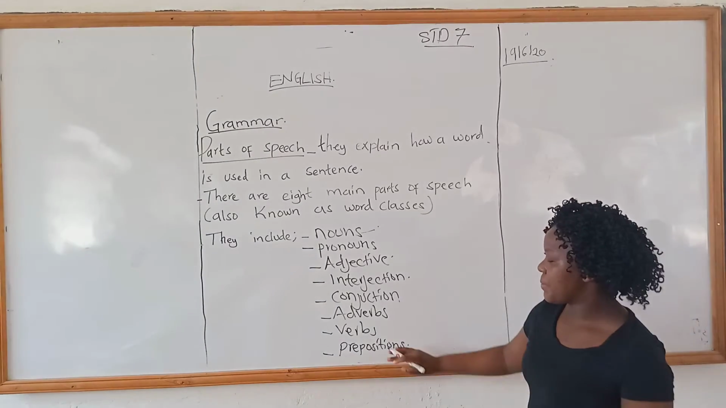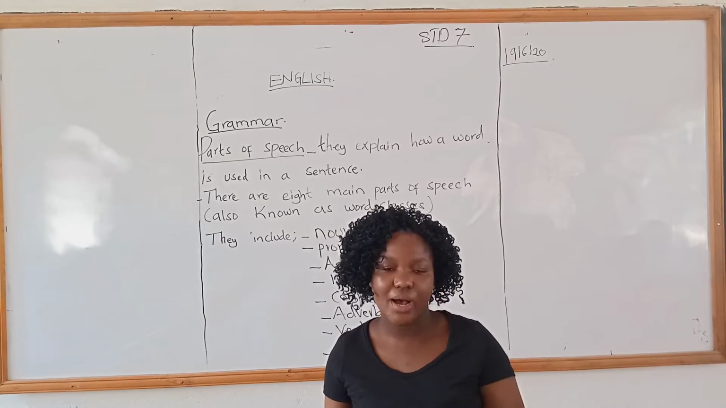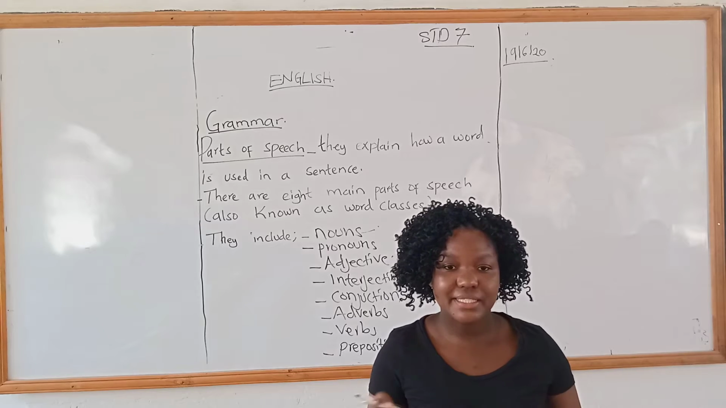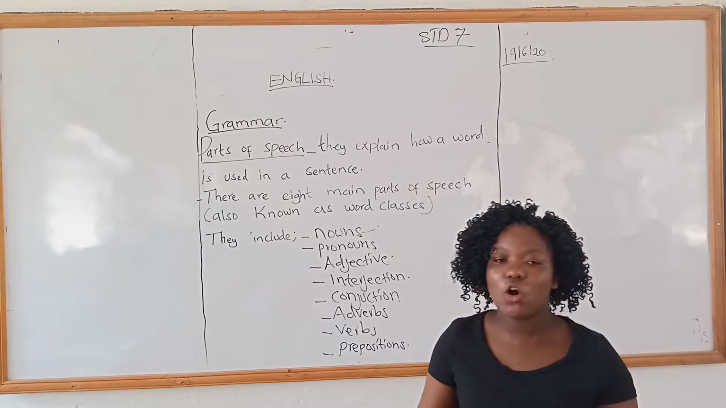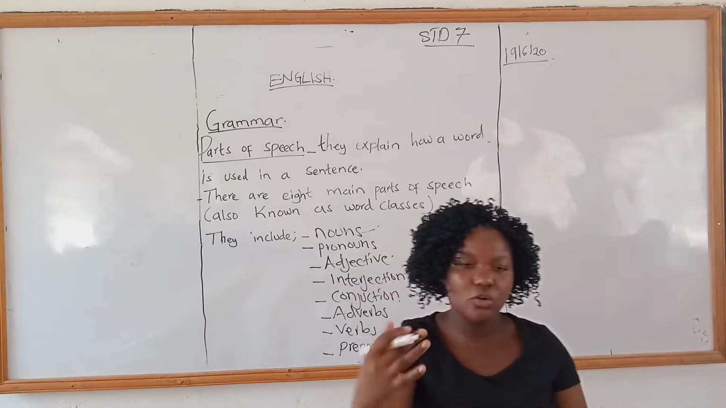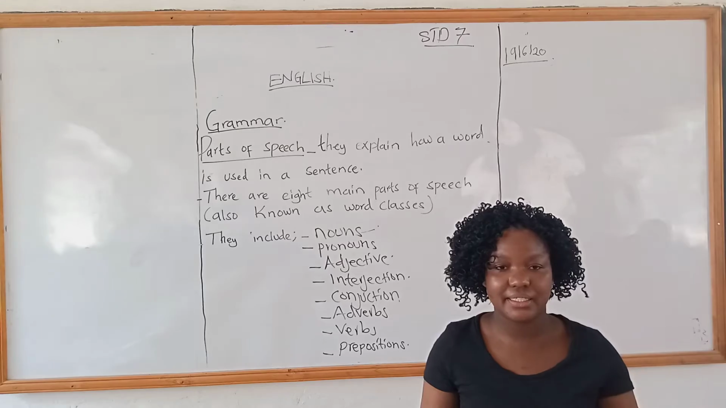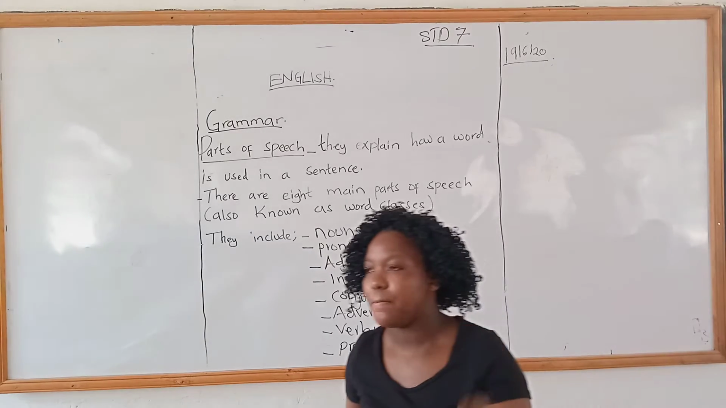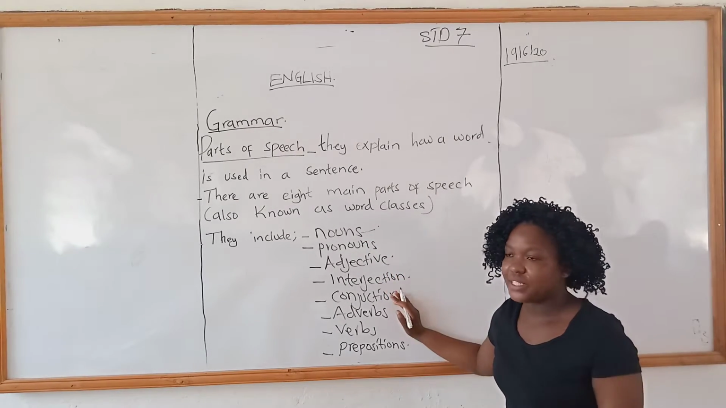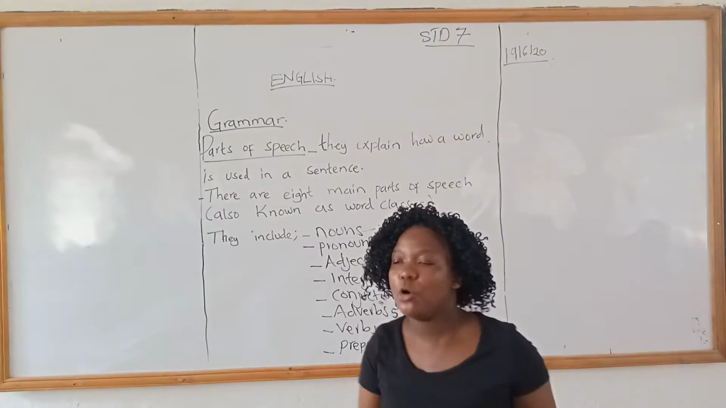Then preposition. A preposition is a word that shows the relationship between one thing and another. Like now, I can give an example of you people back at home. You are sitting. And where are you sitting? You are sitting on the chair. So the word on tells us the relationship between you and the chair. So the word on there is a preposition. So these are the main eight parts of speech that we have in English. I hope we are together there.